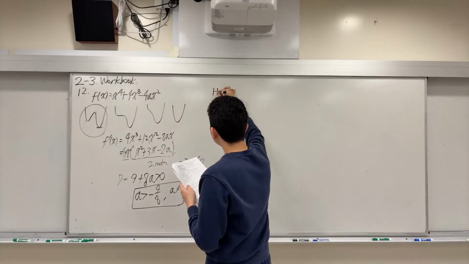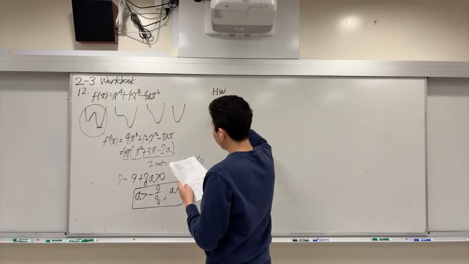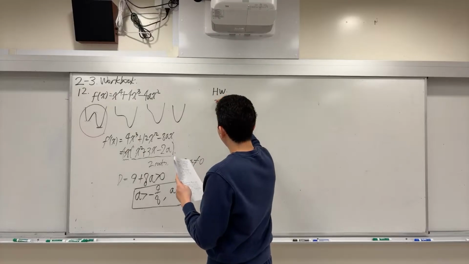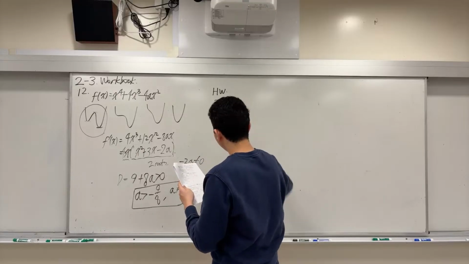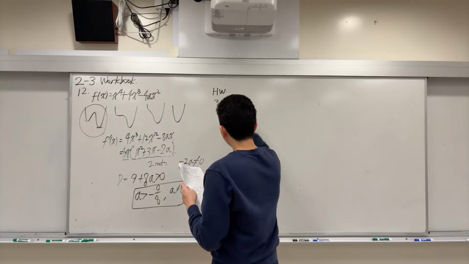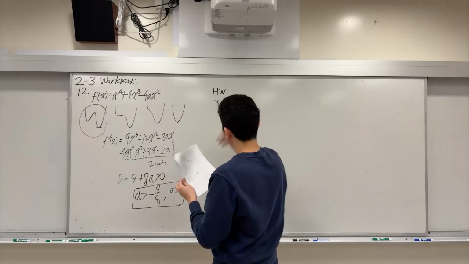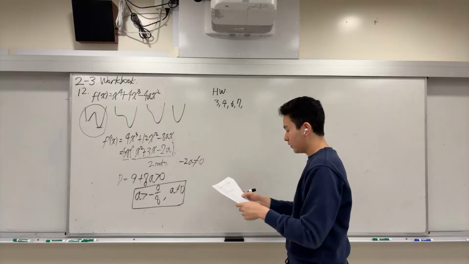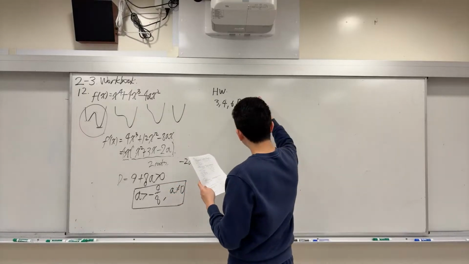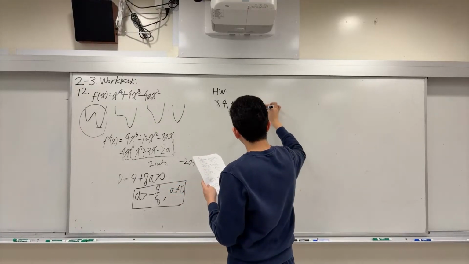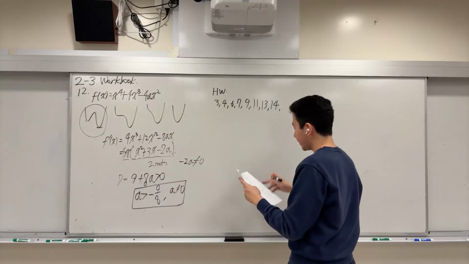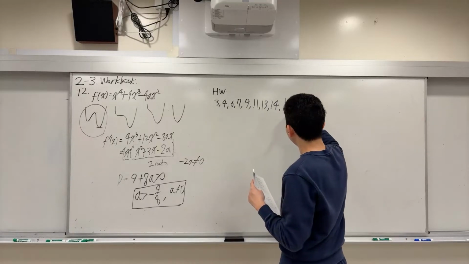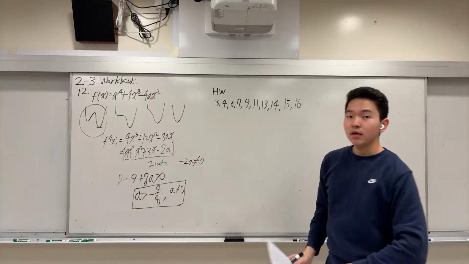So your homework for this chapter, 2.3 for this week, is 3, 4, 6, not 5, 3, 4, 6, 7, 9, 11, 13, 14, 15, and 16. And we'll stop at 16 for this week.